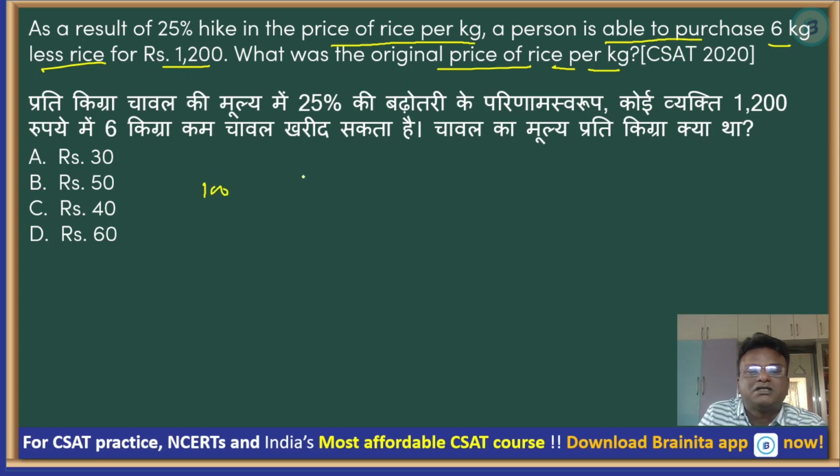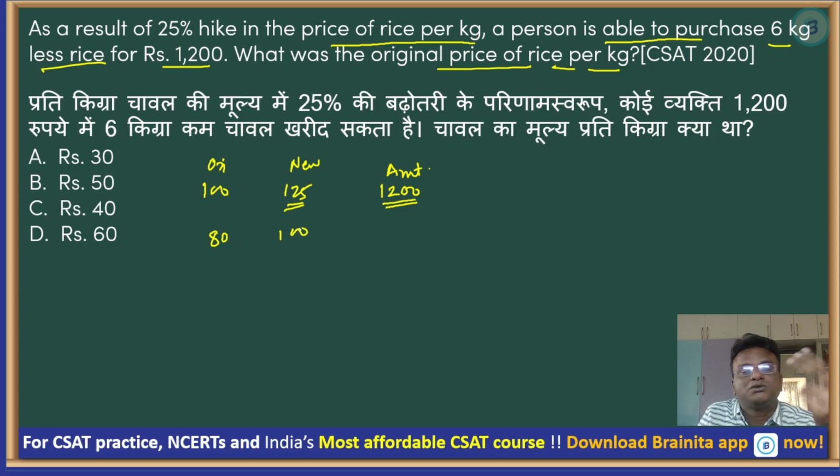So typically we will start with 100 and take the new price as 125, right? This is original, this is new. But my amount is 1200 and 1200 is not directly divisible by 125. So I'm not going to start with 100. I'm going to take some number which can completely divide 1200. Both these numbers need to divide 1200. So I'm going to take 80 and 100 because 80 to 100 is 25% increase, then 1200.